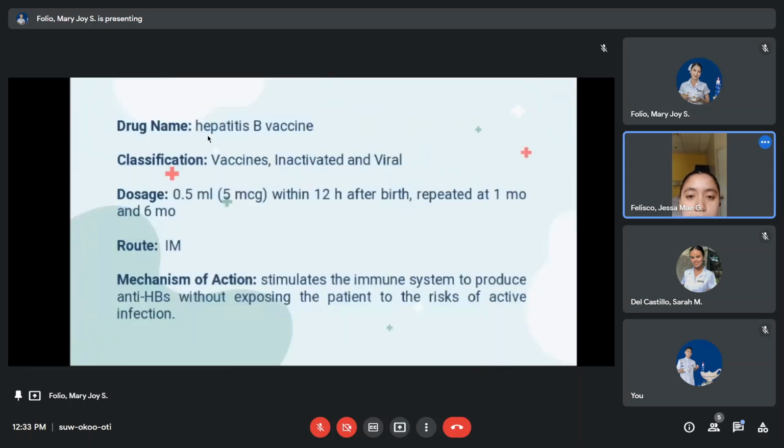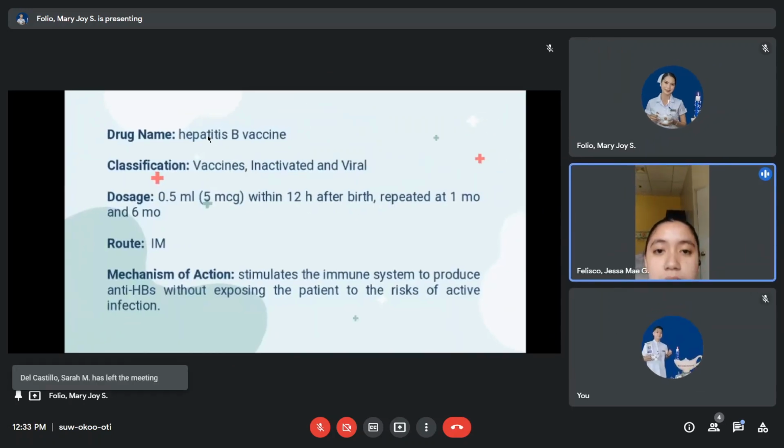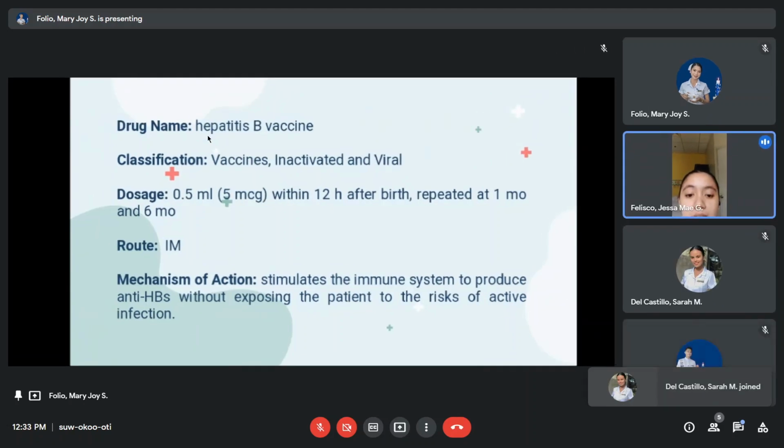Okay. Another is we have the hepatitis B vaccine. So this belongs to the vaccines, inactivated and viral. For the dosage, we have 0.5 ml within 12 hours after birth, repeated at 1 month and 6 months. For the route, we have intramuscular, and for the mechanism of action, this stimulates the immune system to produce anti-HB without exposing the patient to the risk of active infection.